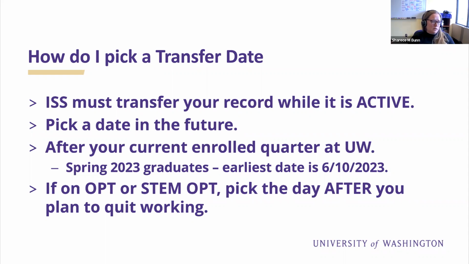So for spring 2023 graduates, the earliest date you can transfer your SEVIS record is June 10th, 2023. I had a student just this morning who had requested a June 1st transfer date, and I didn't do it. I changed the date to 6/10 because you must have an active SEVIS record while you're here at UW. If you are on OPT or STEM OPT, pick the day after you plan to quit working. If we were to transfer your record on the last day that you wanted to work, you couldn't work your last day. So it has to be the day after.